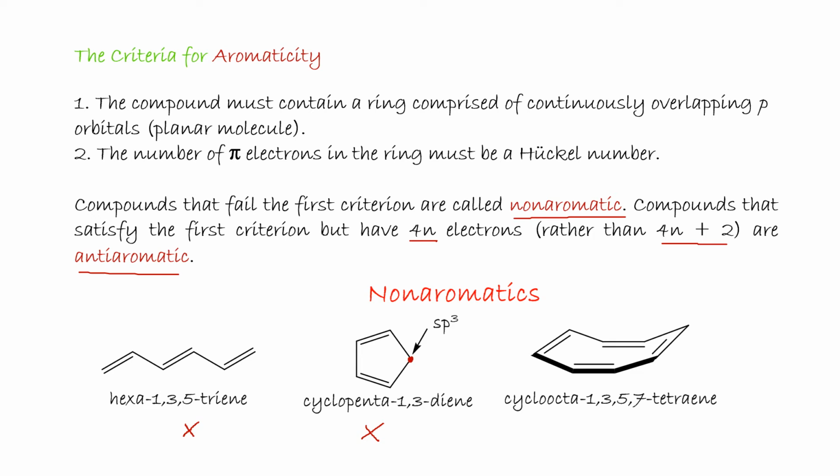What about cycloocta-1,3,5,7-tetraene? Again, this molecule is not planar. It was found that this molecule is tub-shaped, so it's not planar.